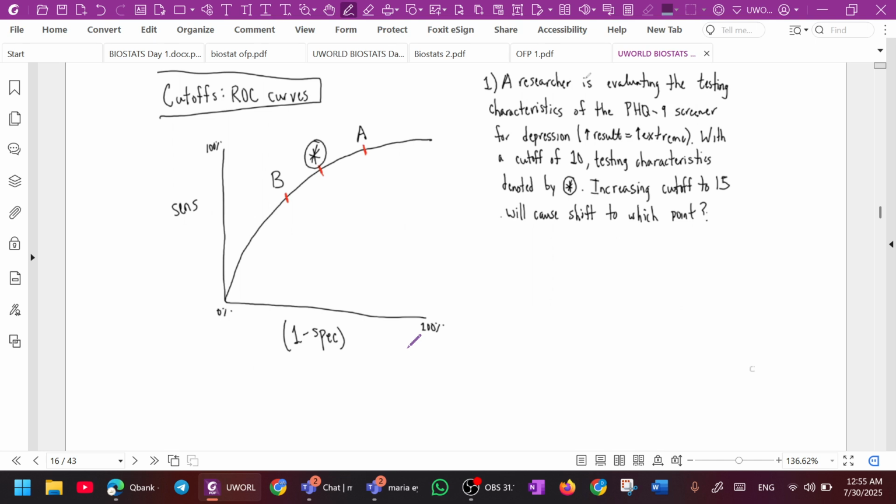Sensitivity will go down as we are increasing the cutoff, like 10 to 15. So you think if we increase the cutoff, sensitivity will go down? Sensitivity will go down and specificity will go up. So this will go from this point to B. B, yes. Okay, let's check. And you are right. You got it.